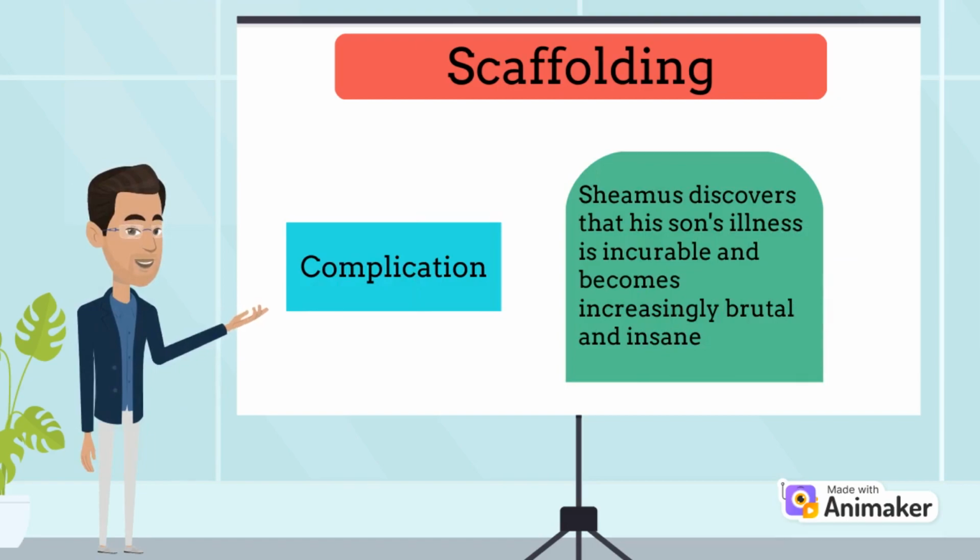Talking about the complication, Shamus discovered that his son's illness is incurable and becomes increasingly brutal and insane. He kills physicians who fail to cure Leon and outdoes the best physicians from other kingdoms, threatening their lives if they don't save his son.